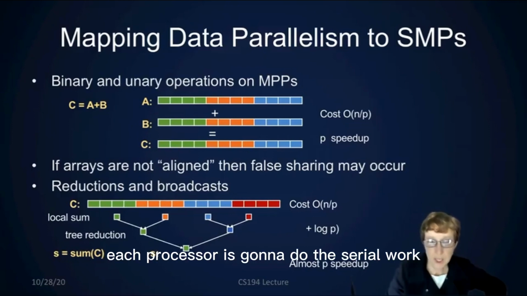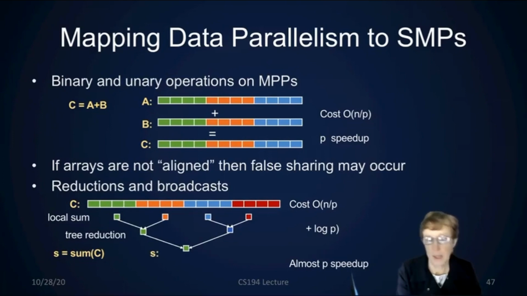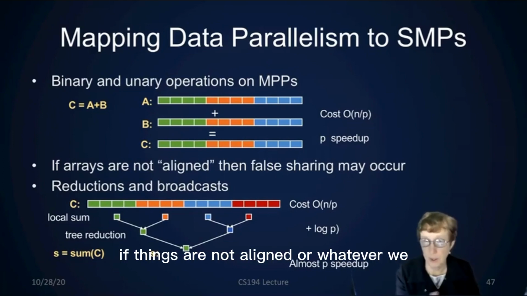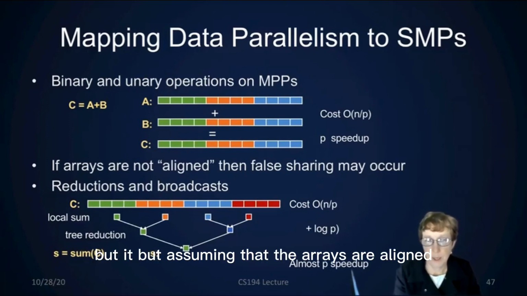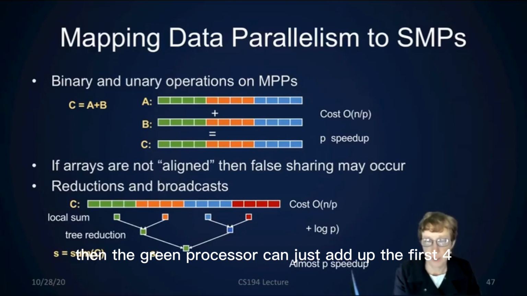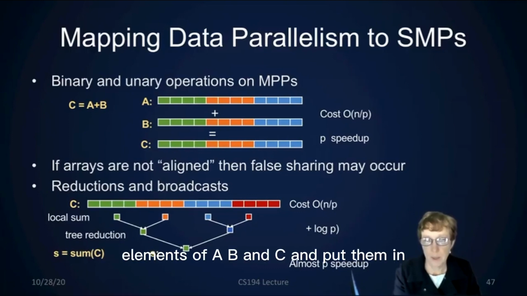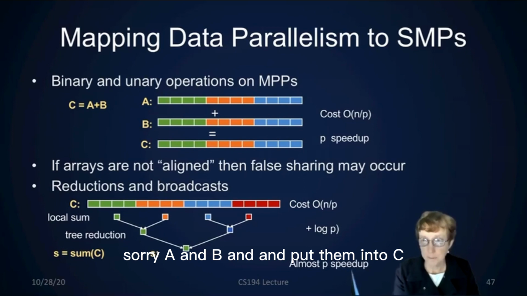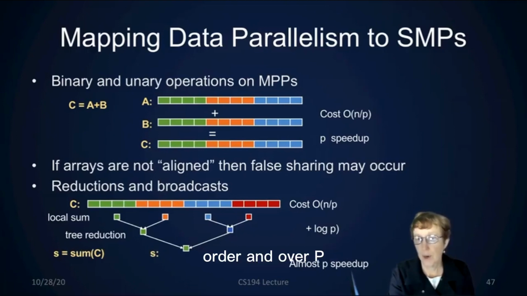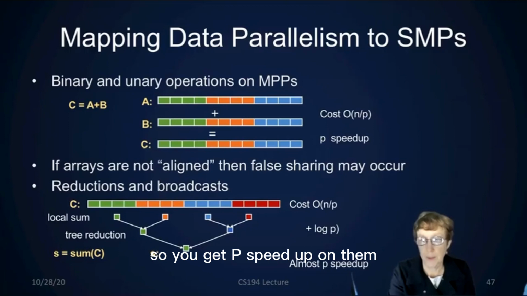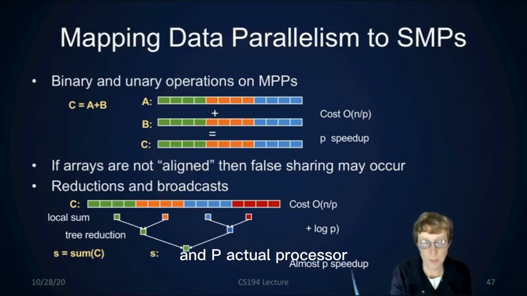So each processor is going to do the serial work of the things that are on that processor. Yes, we have to worry about communication if things are not aligned. But assuming that the arrays are aligned as they are in this picture, then the green processor can just add up the first four elements of A, B, and C and put them into C. And the cost of these binary or unary operations is just order n over p. So you get p speed up on them, which is the best you can do on p actual processors.